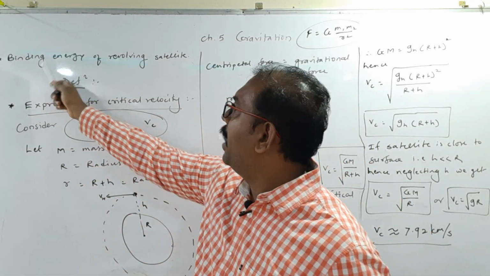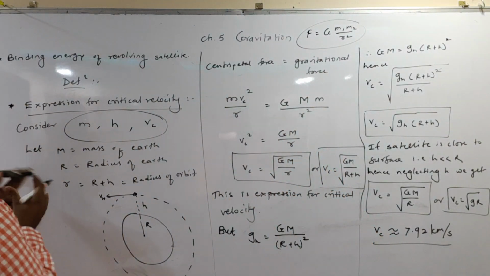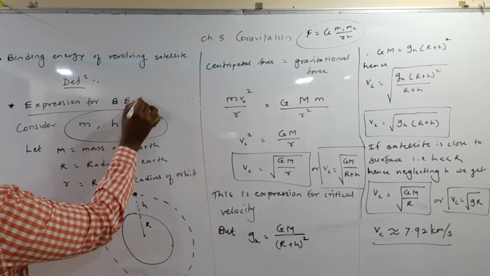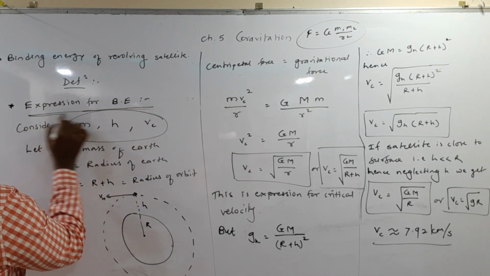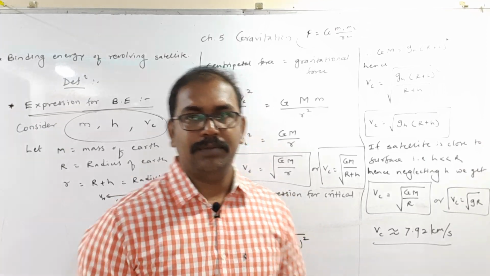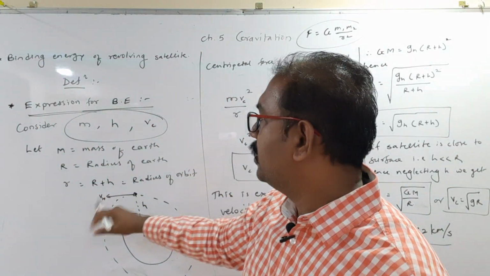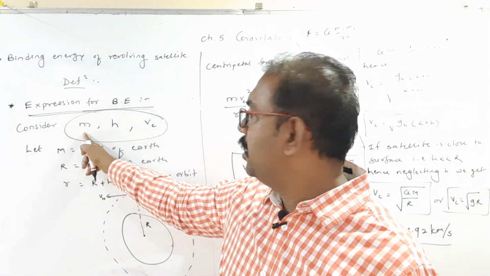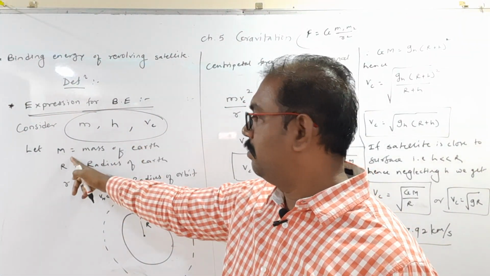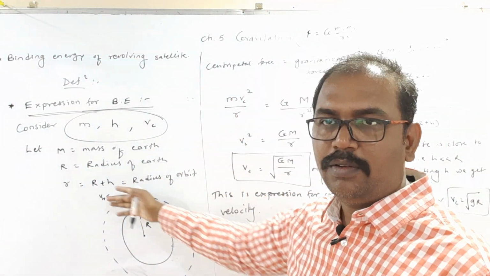But here we have to discuss the binding energy of a revolving satellite. I hope everyone understood binding energy. If someone asks to define binding energy, then the minimum energy required to free a satellite from Earth's gravitational field is called binding energy. Then the expression for binding energy. Again, same thing. Consider a satellite of mass m revolving at height h in a circular orbit with velocity vc. Let capital M be the mass of Earth, capital R the radius of Earth, and small r the radius of orbit, equal to R plus h.